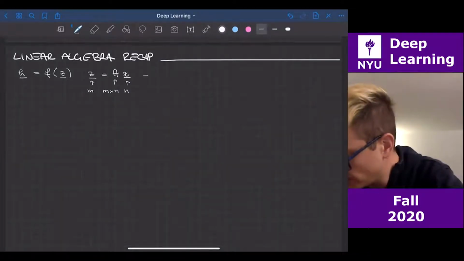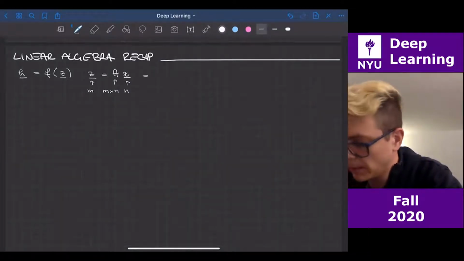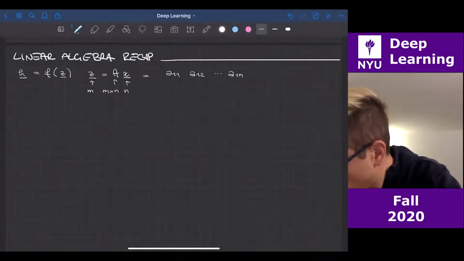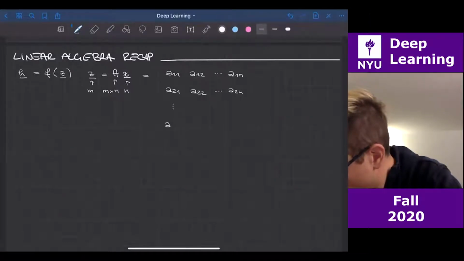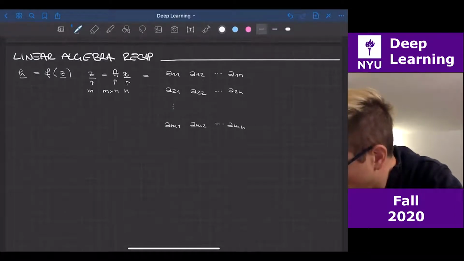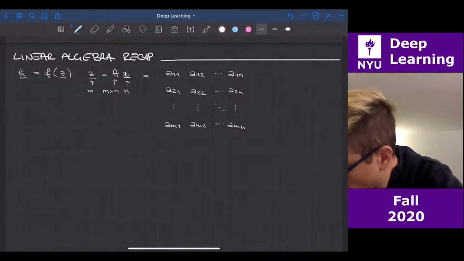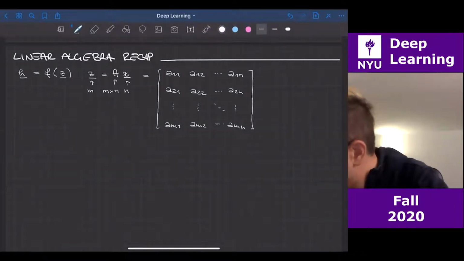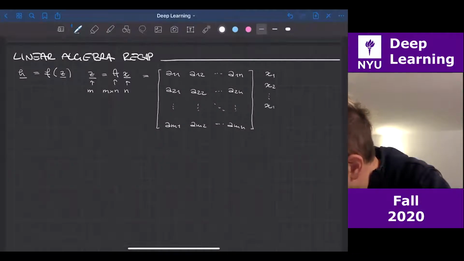Okay, so let me just expand this one as the classical, just expanding those symbols. So I'm going to have A11, A12 until A1n. Then I'm going to have A21, A22 until the last one, A2n. And then I go down until the last row, which we're going to have Am1, Am2 until Amn. And then I'm going to be multiplying this one by my vector x. So I'm going to have x1, x2, xn.